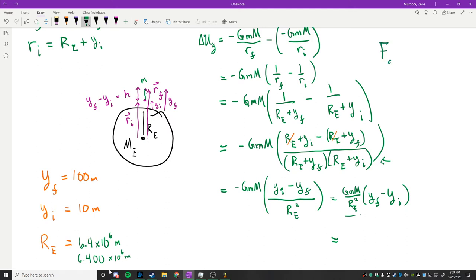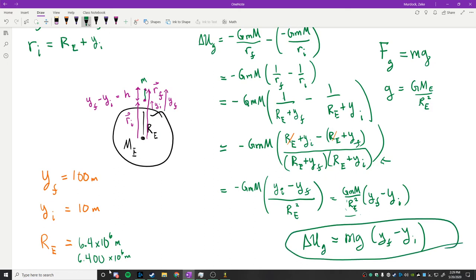But you know that the force of gravity is equivalent to what? This is one way to write it, but what's the other way to write it? mg, exactly. Because little g, we proved last time, was equal to big G times the mass of the planet divided by the radius of the planet squared, right? So this whole thing is basically m times g times y final minus y initial. That is delta U_g. That's how you prove it's equivalent to the statement up here. That's pretty neat, I think.